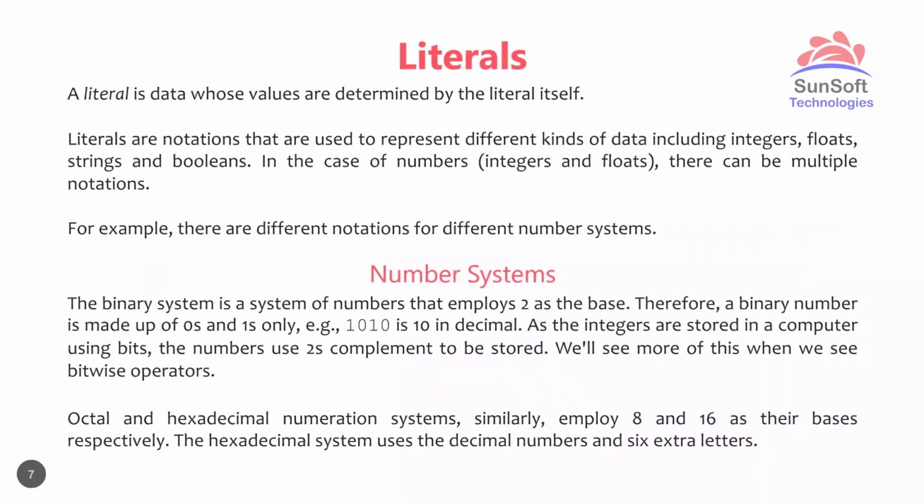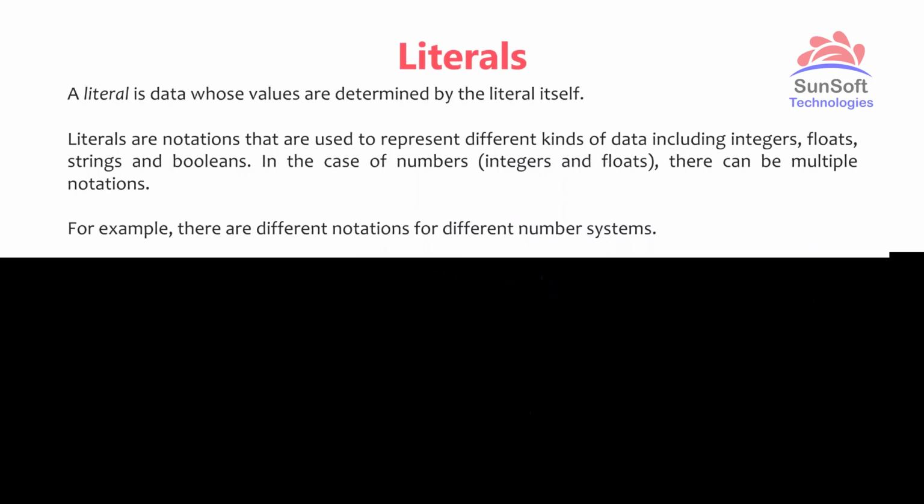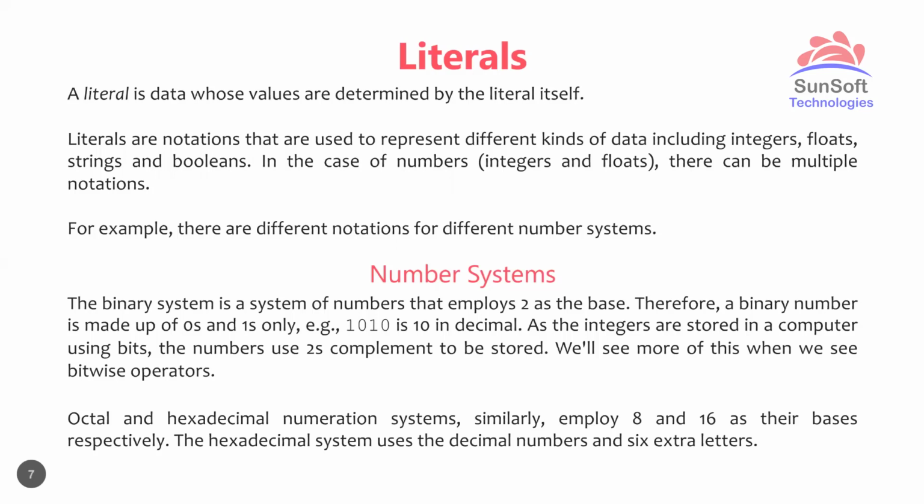So a literal is data whose values are determined by the literal itself. Let's talk about the binary number system, because that is the number system that our machine uses to store numbers, or any kind of data actually. A binary number system is made up of zeros and ones. For example, 1010 is 10 in decimal. Now, as integers are stored in the computer using bits, numbers use 2's complement to be stored. We'll see this later on when we get to bitwise operators.